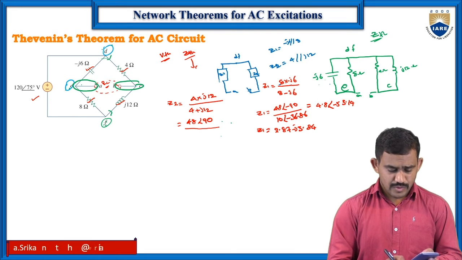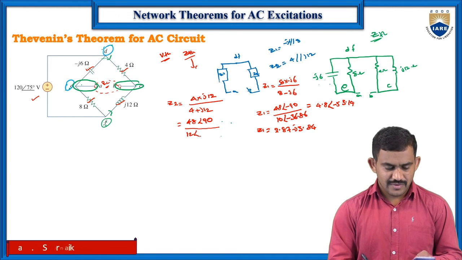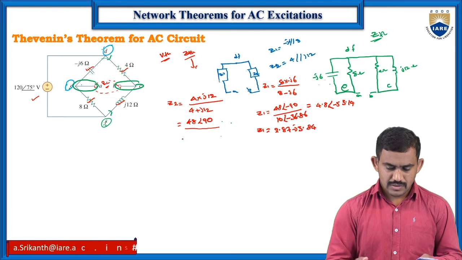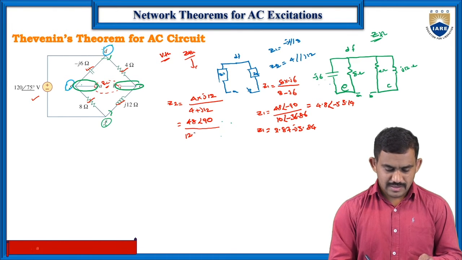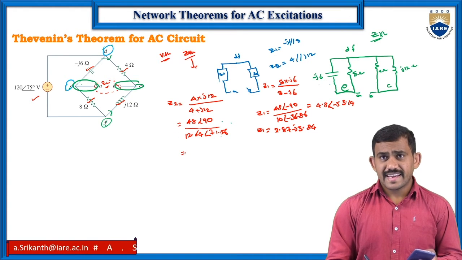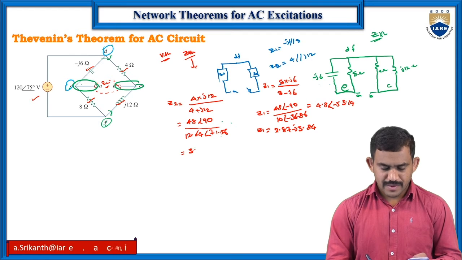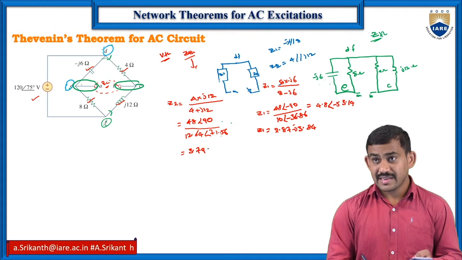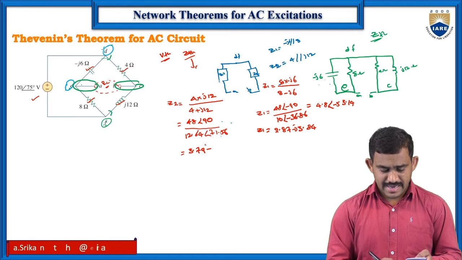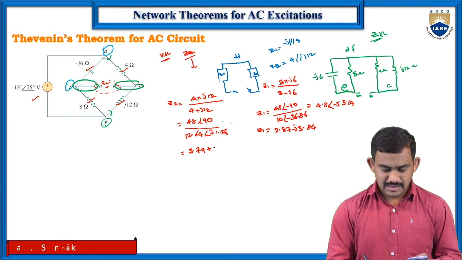Now we have one more, 4 comma 12. The value is 12.64 angle with 71.56. Now you can divide directly. So 48 divided by 12.64, the value is 3.79, and 90 minus 71.56, the angle is 18.44.